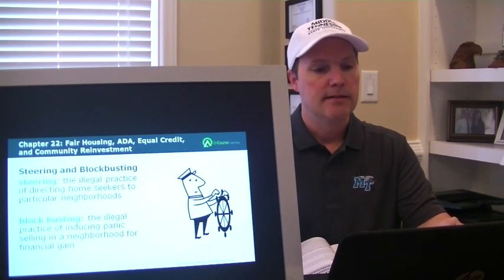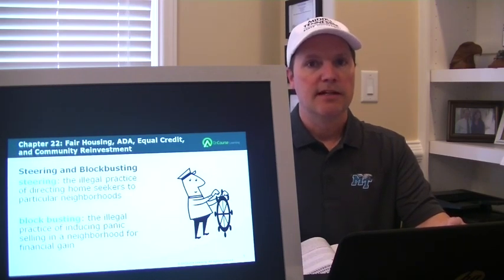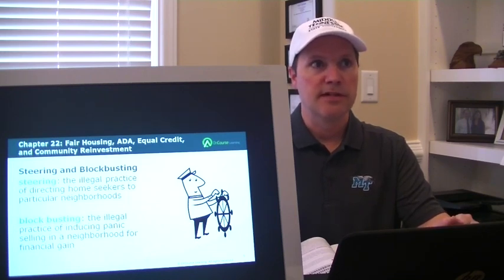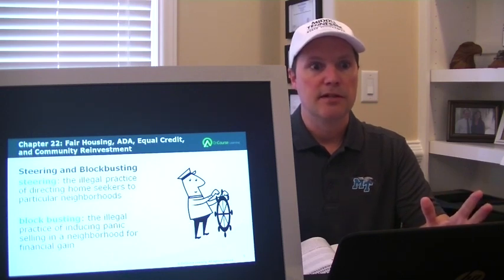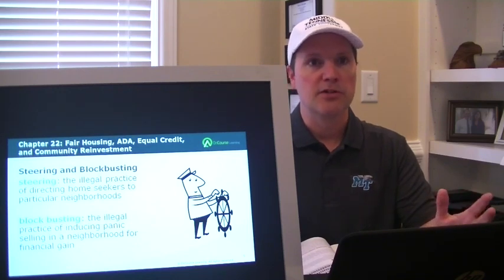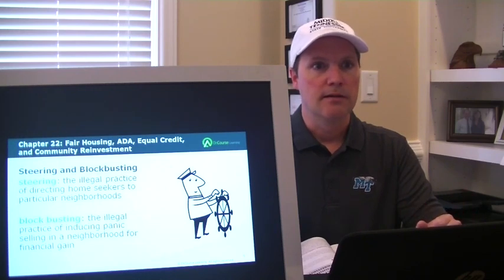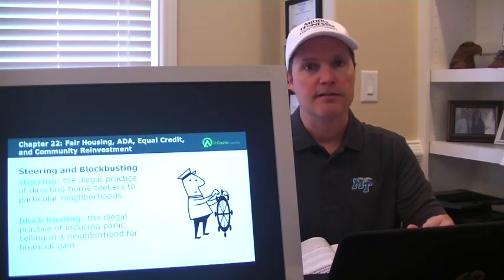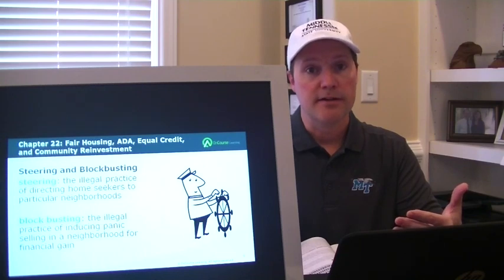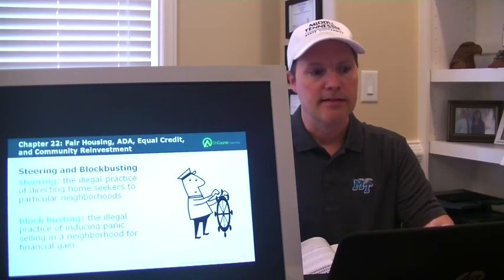And then blockbusting, the illegal practice of inducing panic selling in a neighborhood for financial gain. So if a builder went in, or an investment person, and bought up a bunch of houses and said, this nationality or somebody else is moving in, it's going to bring down the neighborhood, if you bring in a bunch of immigrants or whatever to a certain area, and trying to say that that's bad for the area, you cannot do that. Actually, immigrants are excellent for an area because it brings in diversification. So it's a good thing and not a bad thing. It's called blockbusting when you try and do something like that.